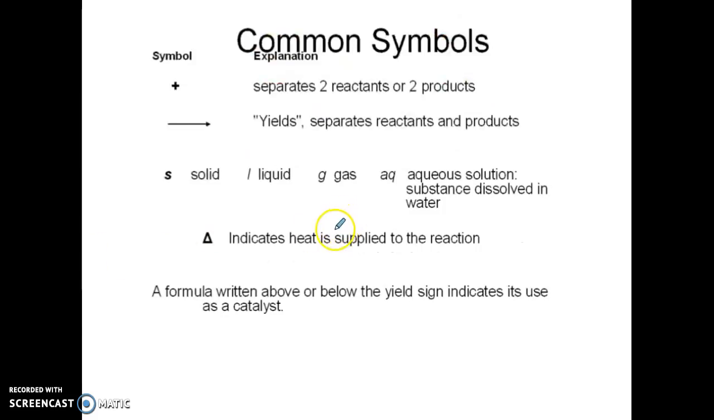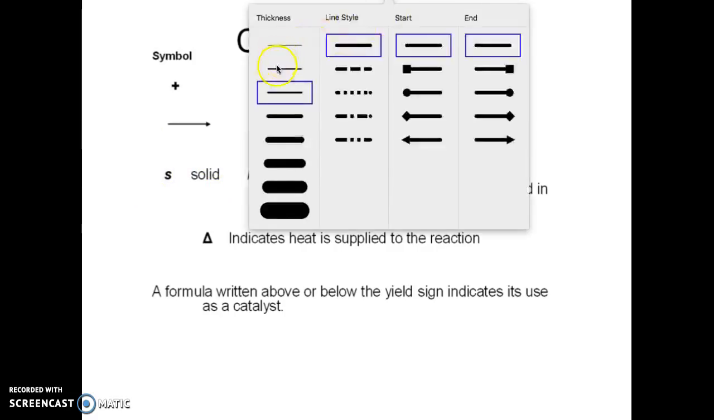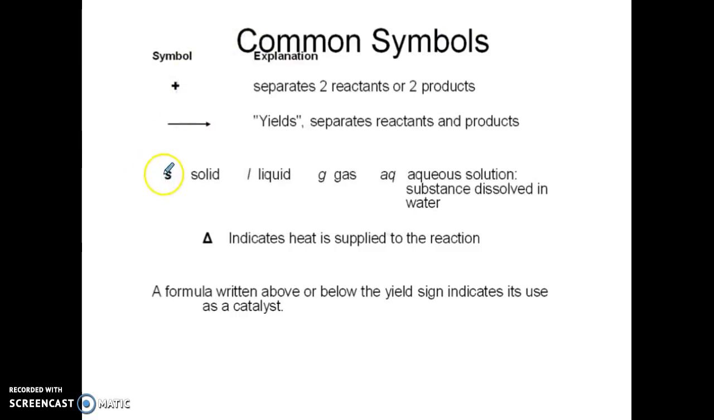So when we're writing chemical reactions, there's some symbols that you need to know. A plus sign separates 2 reactants or 2 products. This arrow sign represents yield, so it separates reactants from products. And then, new for you, you'll notice that there are going to be states of matter behind every chemical reaction.